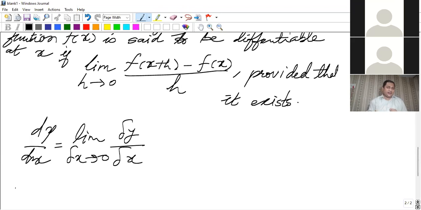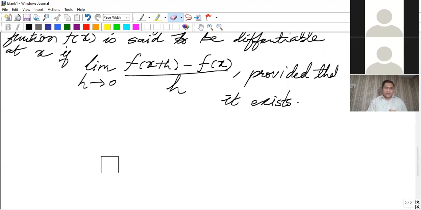Yes, sir. Okay, that's great. Now, as I said, we are going to have the different notations. So what kind of notations do we have now?